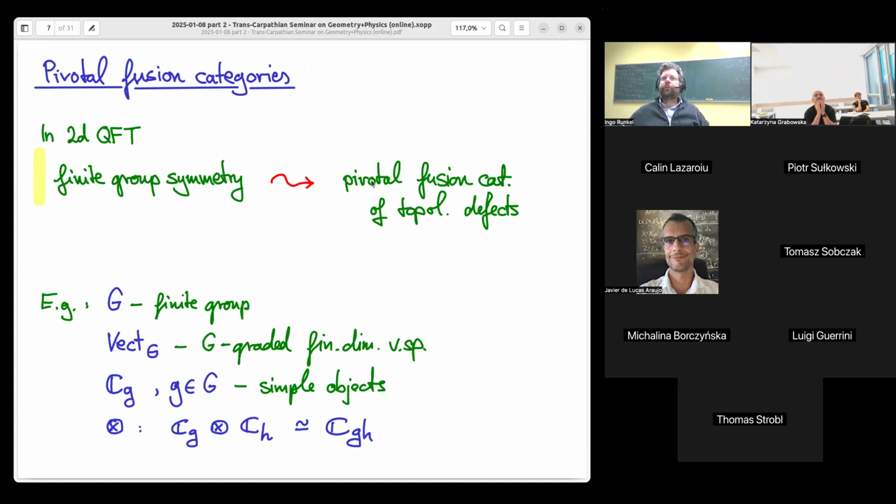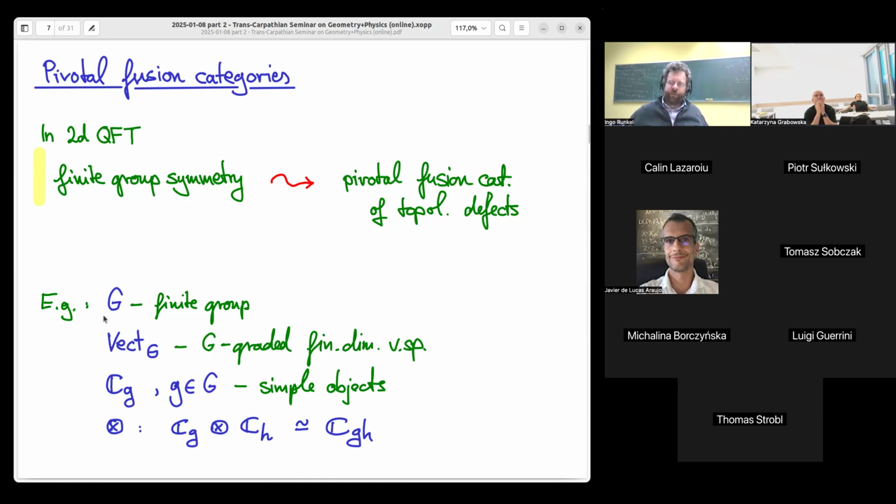Okay, but I want to come back to 2D and I want to elaborate a little bit on the point that a finite group symmetry gets generalized to this pivotal fusion category of topological defects. And I want to make the point that even if you apply the setting to just a group symmetry, it can tell you something new.